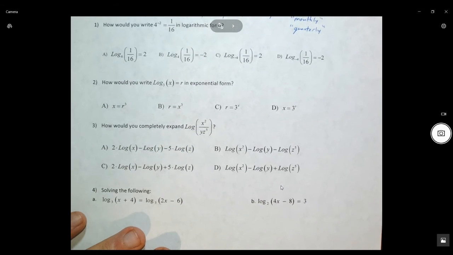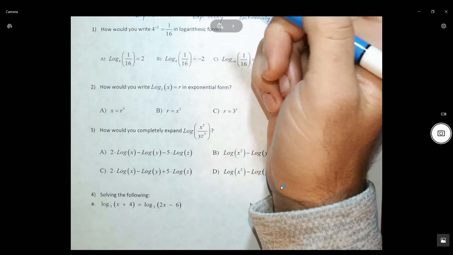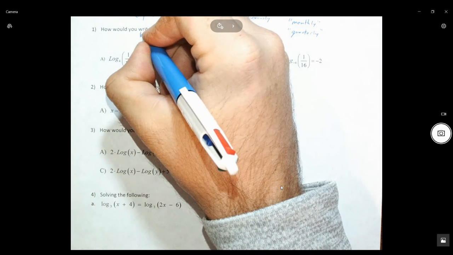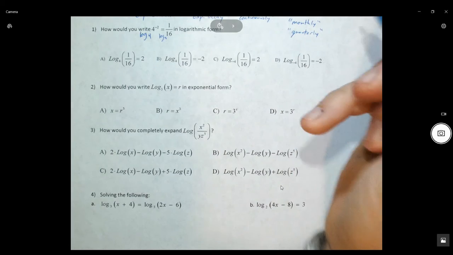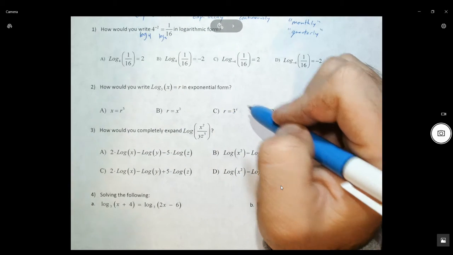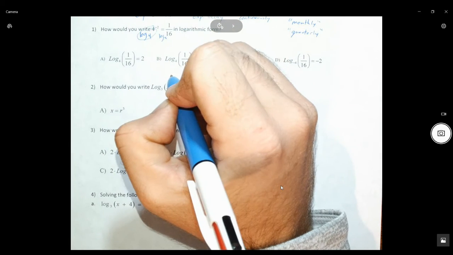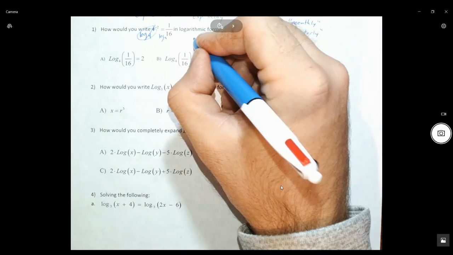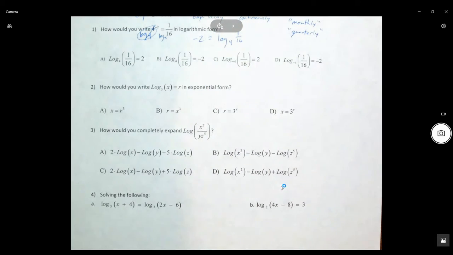All right, jumping in to question number 1. How would you write 4 to the negative second power is equal to 1 over 16 in logarithmic form? Depending on your teacher, this could be shown to you in a couple of different ways. Some of you probably learned to take the log base 4 of both sides. So if I take the log base 4 of this side, I need to take the log base 4 of this side. When you take the log base 4 of 4 to the negative 2, those kind of pair up and go away. So you're just left with negative 2 on the left side, and on the right side you have log base 4 of 1 over 16.